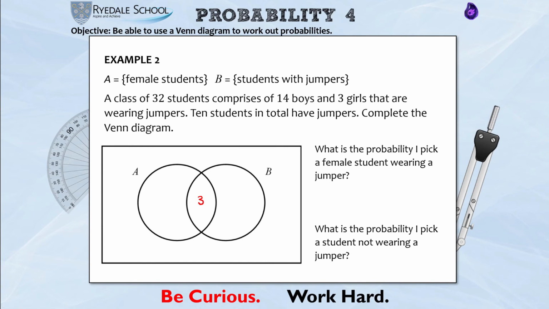I also know there are 10 students in total who have jumpers. However, I already have 3 of them here. So I can work out this section by doing 10 take away 3. So this section of my Venn diagram must be 7.